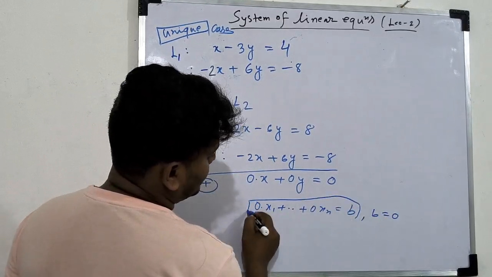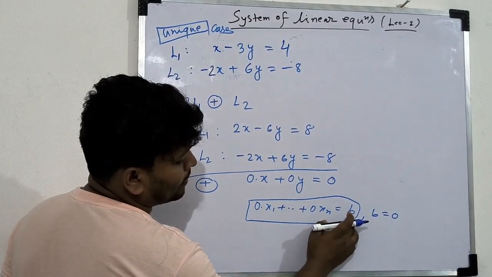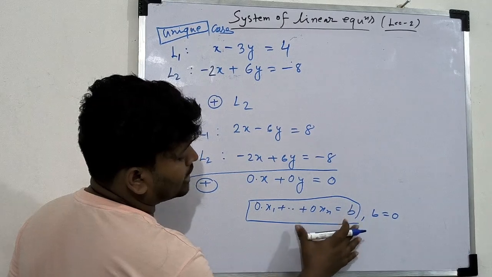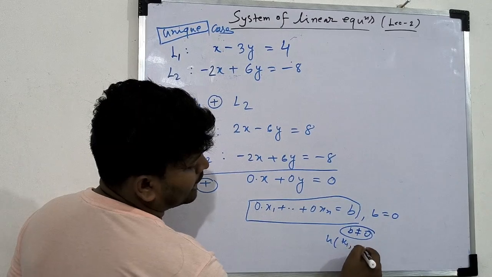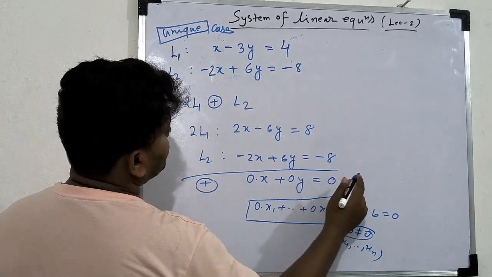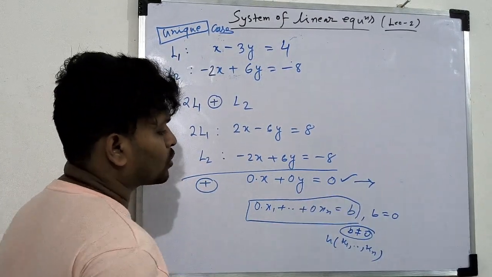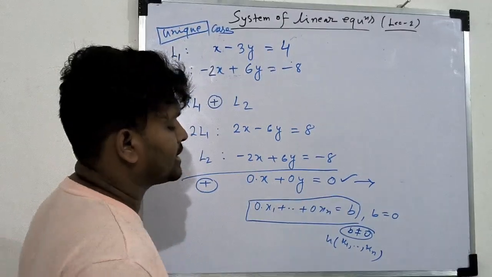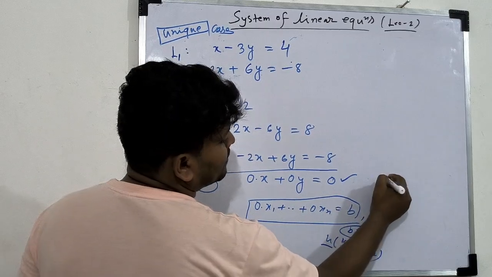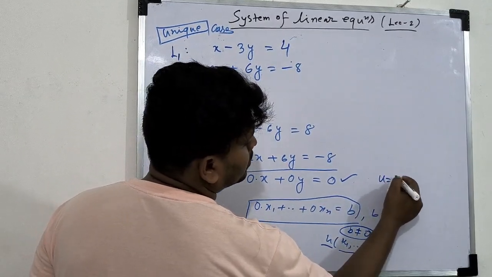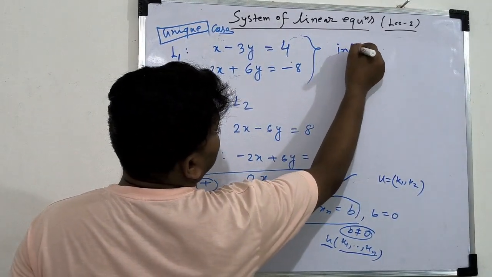So this is a degenerate equation. It has no solution if b is not equal to 0, and if b equal to 0, every u equal to k1, k2, dot, kn will be a solution for this equation. In this case we get b equal to 0, so every u equal to k1, k2 will be the solution for this system. So it has infinite number of solutions.